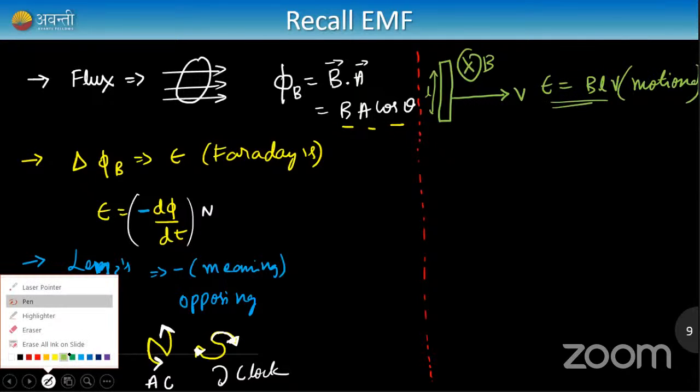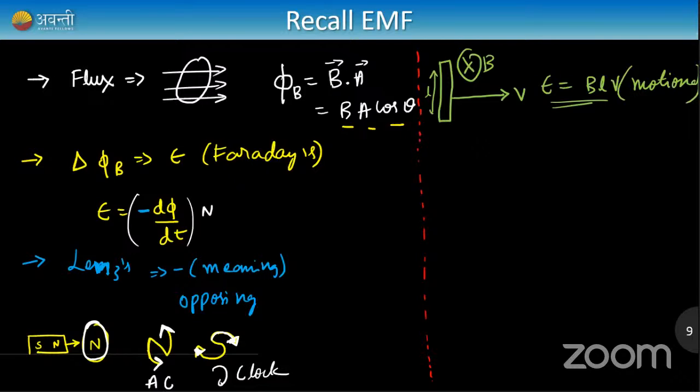Similarly, we also understood rotational EMF. I take a rod, a metallic conductor, and I rotate it with angular velocity omega, then the EMF induced is equal to half B omega L square. This is called the rotational EMF. So this is motional EMF because of linear velocity and rotational EMF because of angular velocity omega. We saw these two also, and we derived the formula for both of them, right?